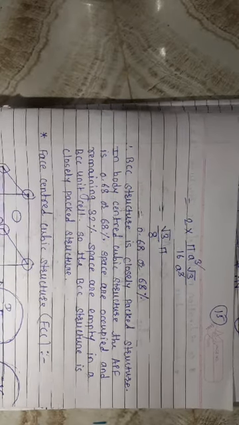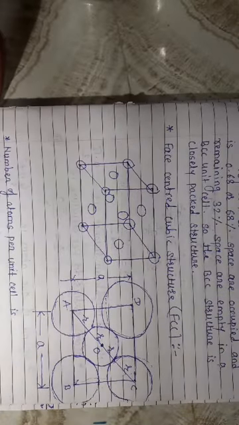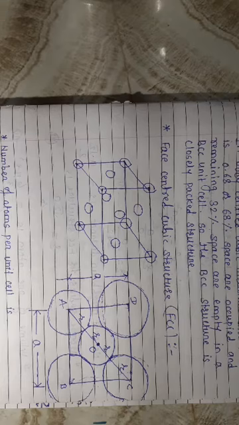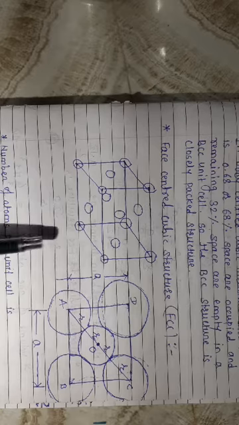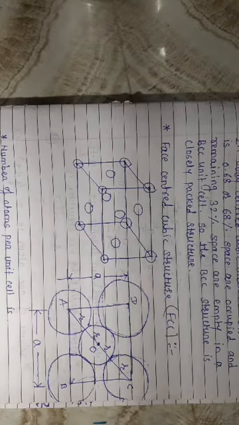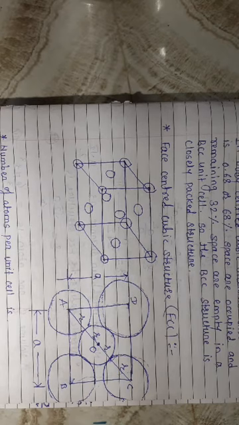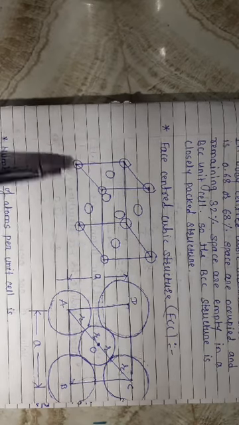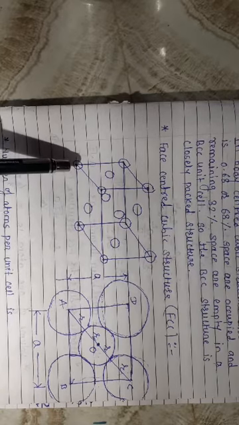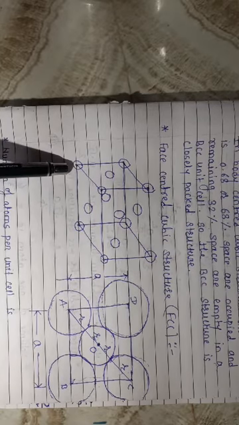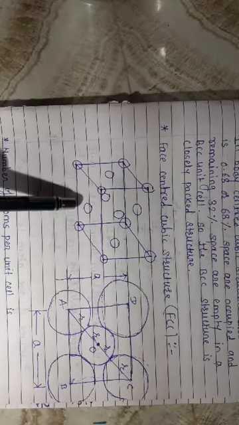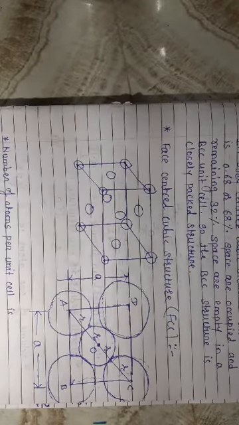Next, we have to discuss how to find the atomic packing factor, radius, and number of atoms per unit cell for face-centered cubic structures. This is the unit cell for face-centered cubic structures, and this is the front view of these face-centered cubic structures. This unit cell has 8 atoms situated on 8 corners, and 6 atoms situated on 6 faces of the unit cell.